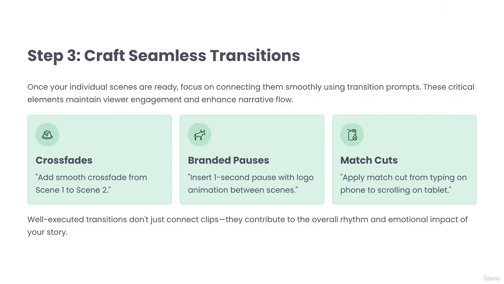Step 3. Seamless transitions. Once your scenes are ready, use transition prompts to tie them together. Add smooth crossfade from scene 1 to scene 2. Insert 1-second pause with logo animation between scenes. Apply match cut from typing on phone to scrolling on tablet. Transitions keep the viewer engaged and enhance the narrative flow.